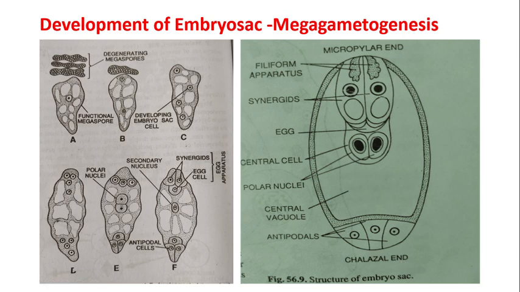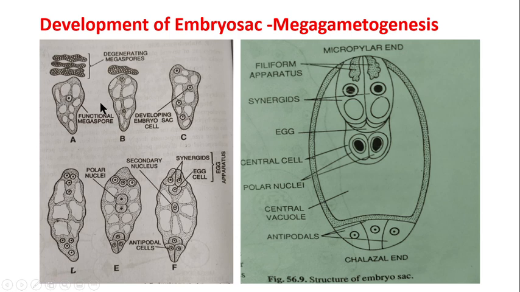Now what happens to this functional megaspore? You can see here, these three are degenerated and this one is the functional megaspore. This functional megaspore, through several stages, gives rise to the structure known as the embryo sac. Now look here, this functional megaspore will divide by mitosis.